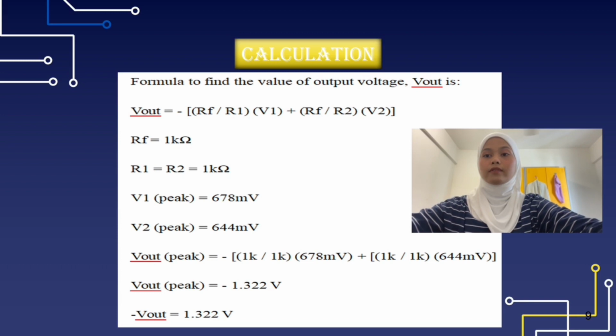We have been given RF is 1 kilo ohm. V1 is the V peak to peak for channel 1, and V2 is the V peak to peak for channel 2. Then we can eliminate the 1 kilo ohm resistor. So the answer of Vout is 1.322 volt.